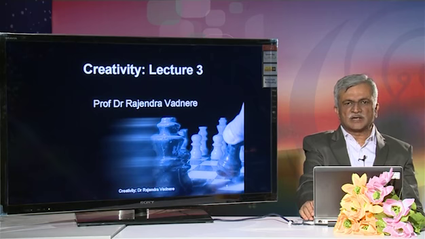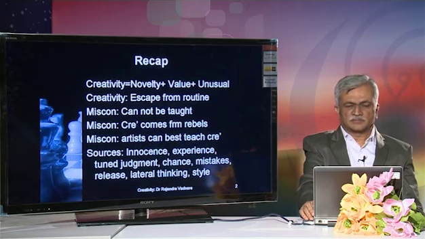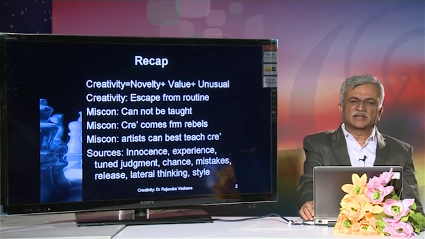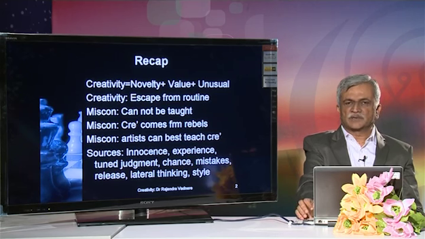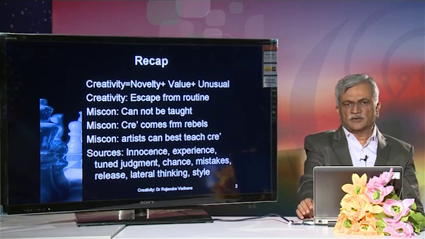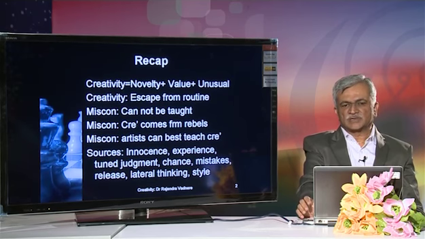Let us see a quick recap. We have seen that creativity has three components: novelty, value, and unusualness. That means to be creative, you have to create something which was not there, you have to create it afresh. Second thing which you should have is that it should have a value. There should be some importance to it.